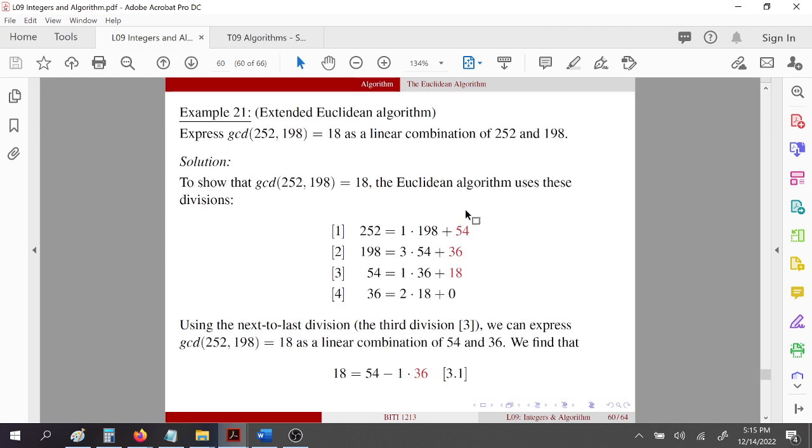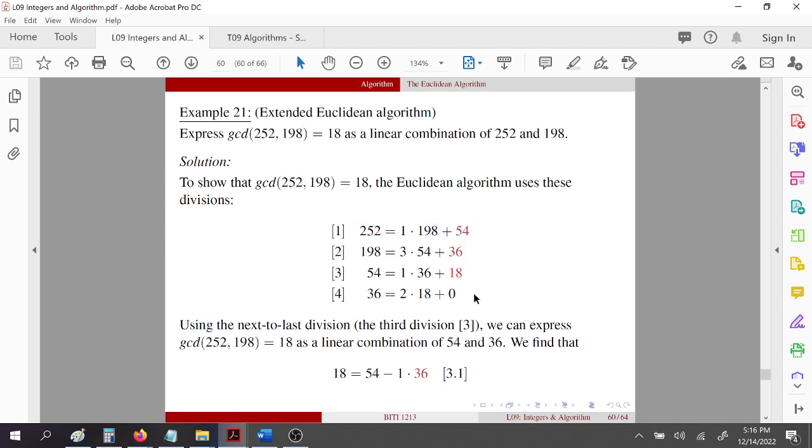Firstly, as usual, we need to determine the GCD value. In the given example, express GCD equal to 18 as a linear combination of 252 and 198. So in this equation, we need to show that GCD is a linear combination of 252 and 198. Firstly we need to determine the GCD value. As I mentioned before, we can use the previous technique, like this.